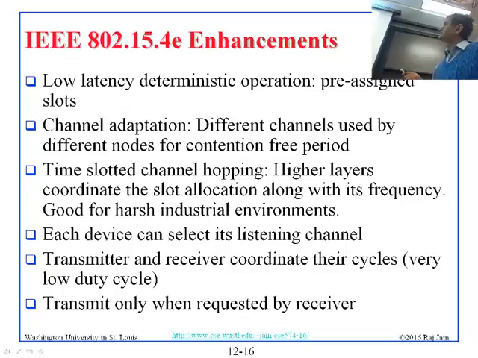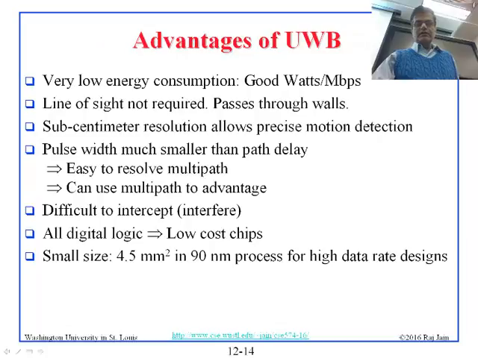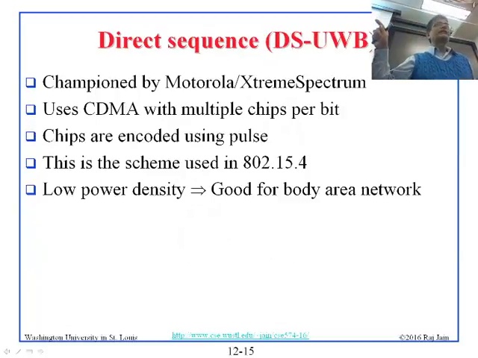In this one you do a deterministic operation with pre-assigned slots. Everybody gets a slot and you just speak in your slot. You come up whenever your slot comes up, you say something and then you go away. So that is low latency deterministic operation. Channel adaptation: different channels are used by different nodes for the contention-free period. You remember the contention access period and the CFP. In the contention-free period, multiple people could talk because they are talking on different channels.